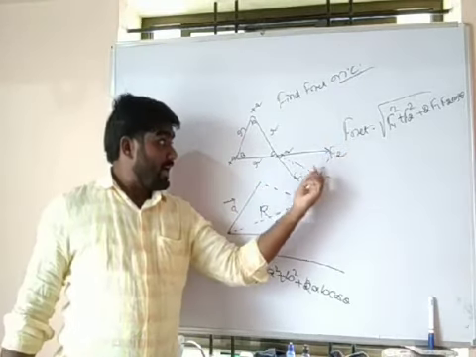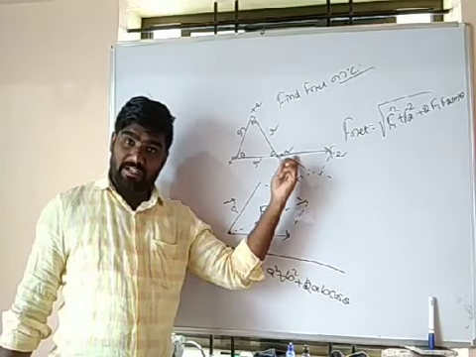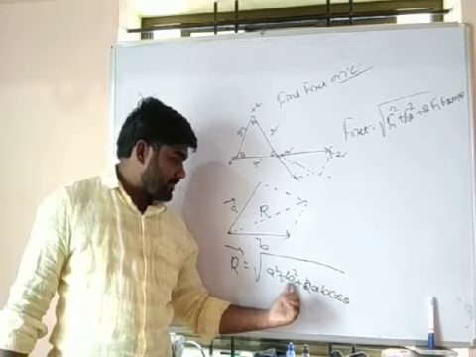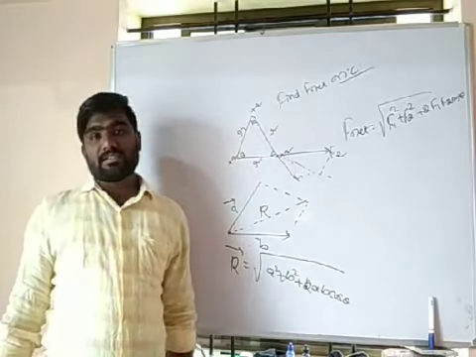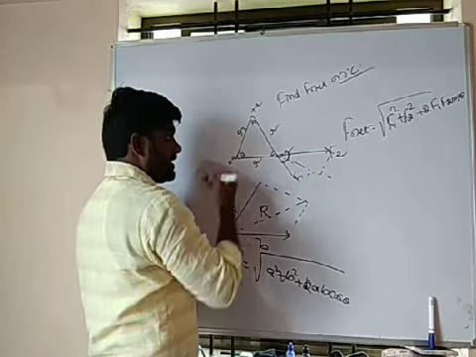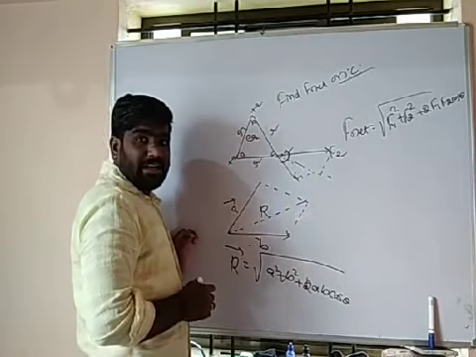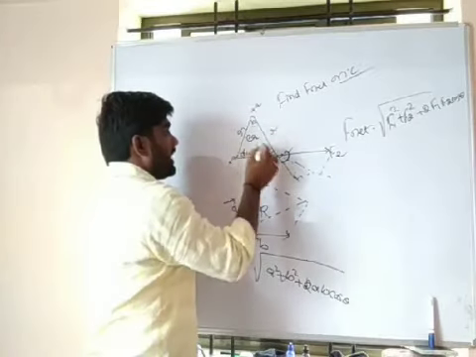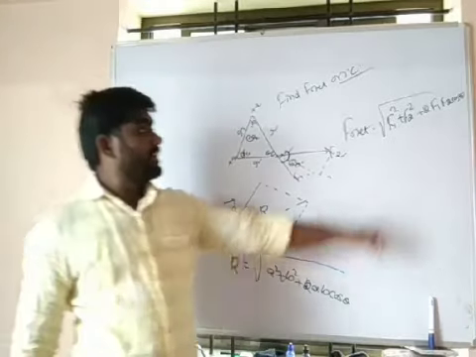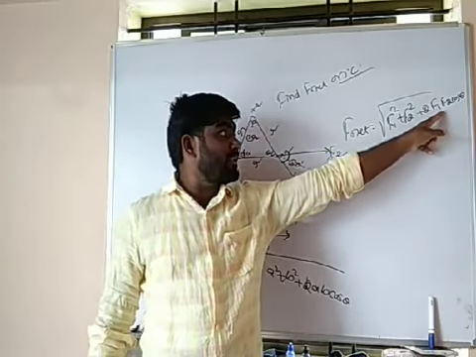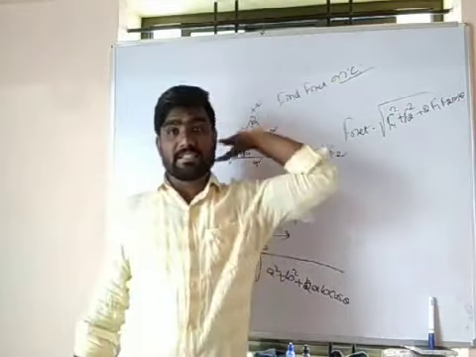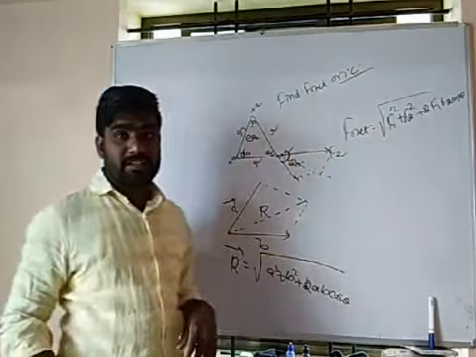F net on point C I want to calculate. The resultant can be calculated by using the formula R is equal to root of A square plus B square plus 2AB cos theta. What is the angle between these? If it is an equilateral triangle, every angle is 60 degrees. So F net is root of F1 square plus F2 square plus 2 F1 F2 cos 60 degrees. Like this only we can solve.